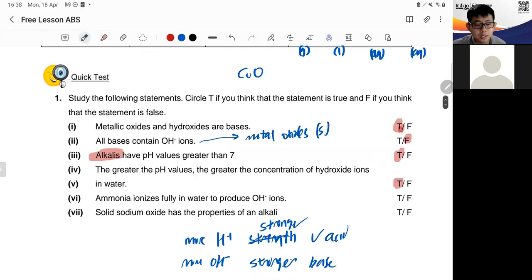Ammonia ionizes fully in water to produce OH-. No, that's not true, because we established that ammonia is a weak base. So the word fully here is offensive to me. So no.